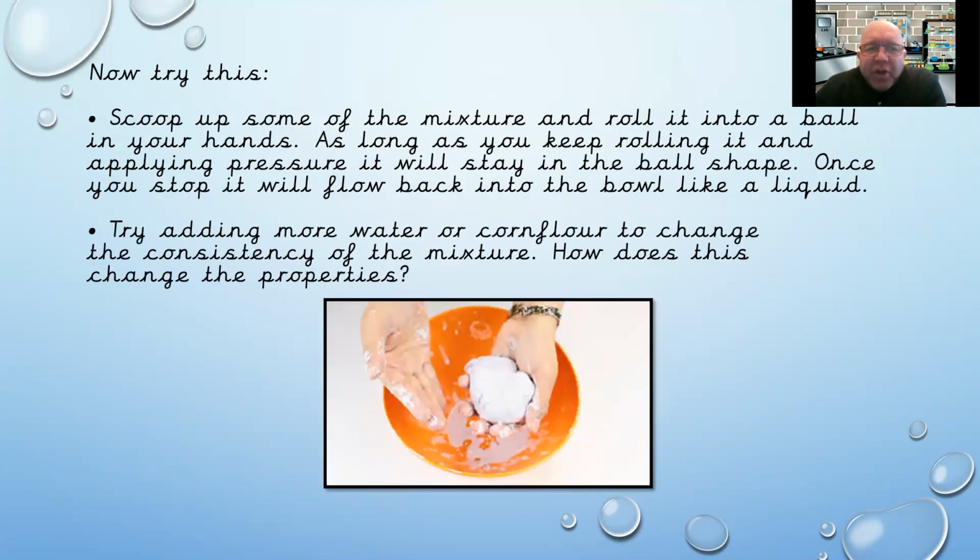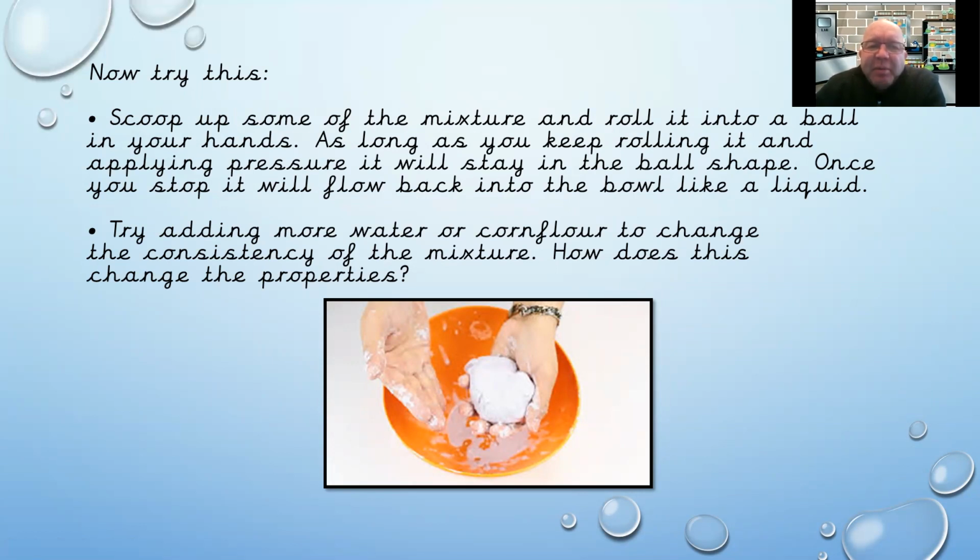Finally, try scooping it up. Actually, get a scoopful in your hand and roll it into a ball. Because as you apply that force, as you apply that pressure, it will turn into, similar to Play-Doh, a solid, a soft solid, like plasticine or clay, and start behaving as such. But you have to keep it moving.